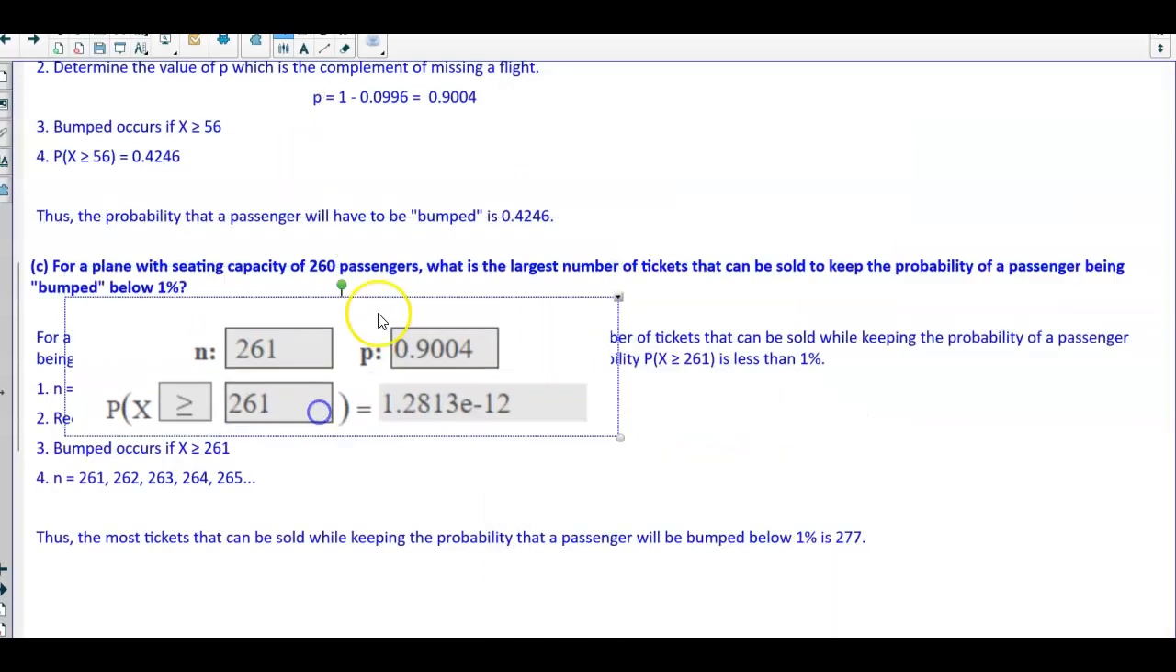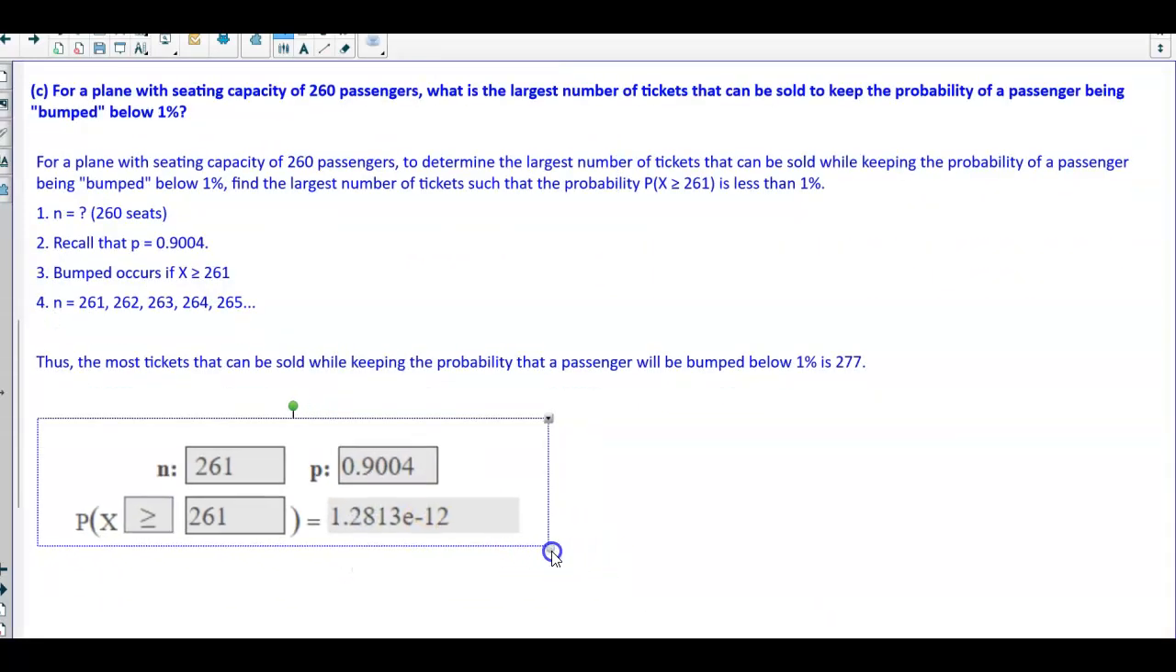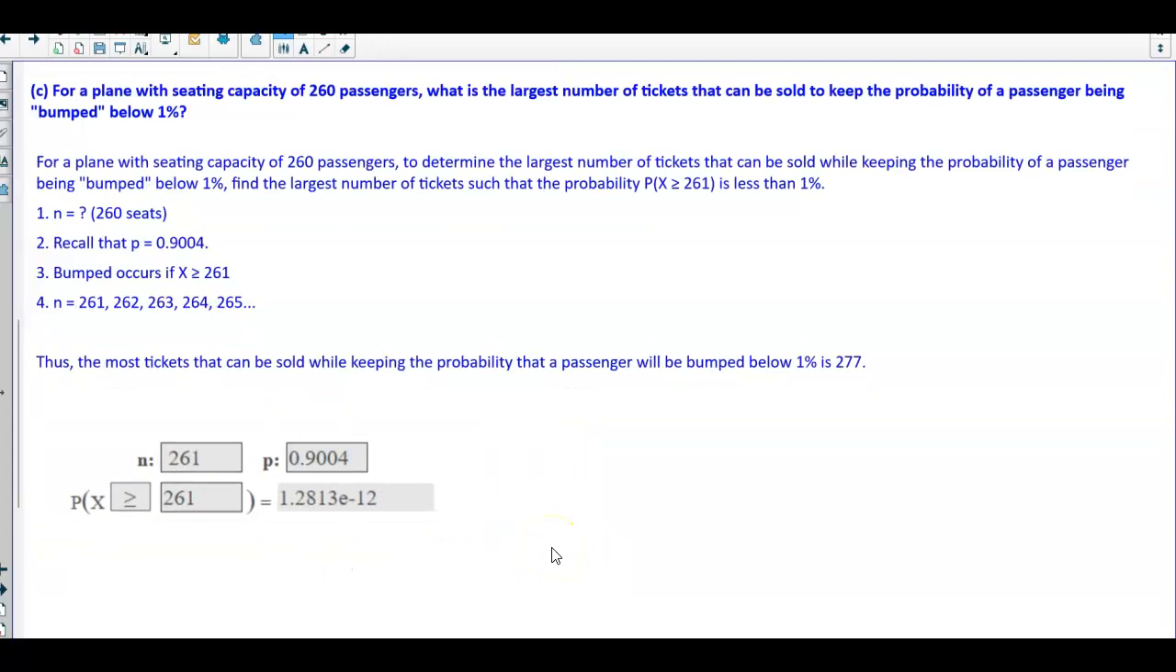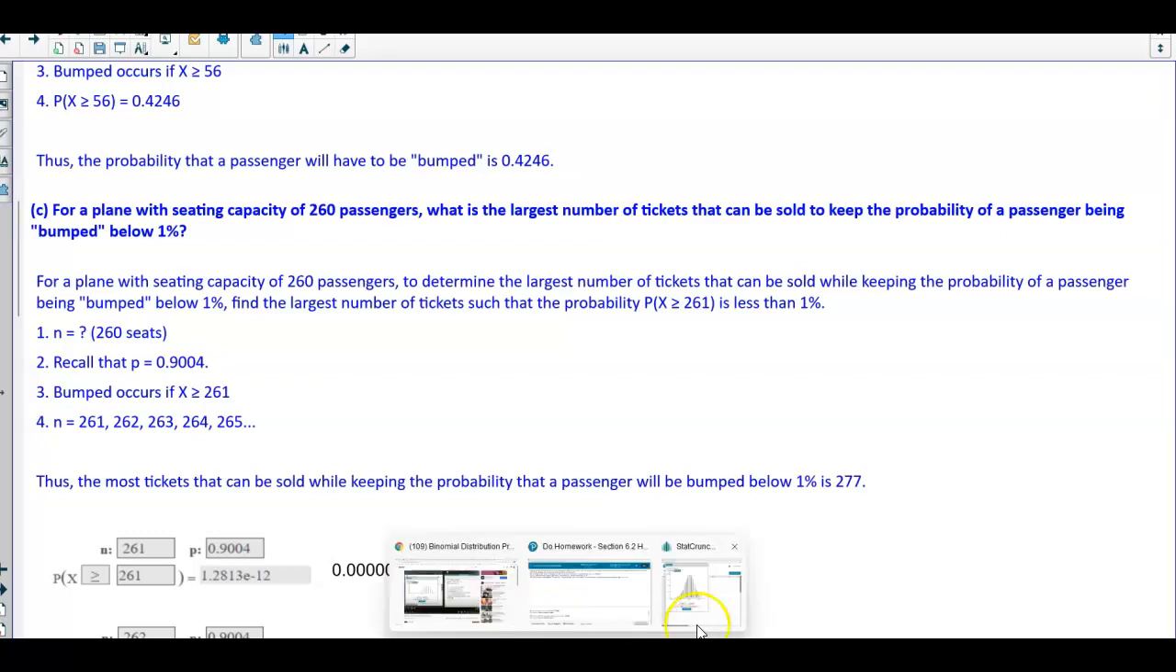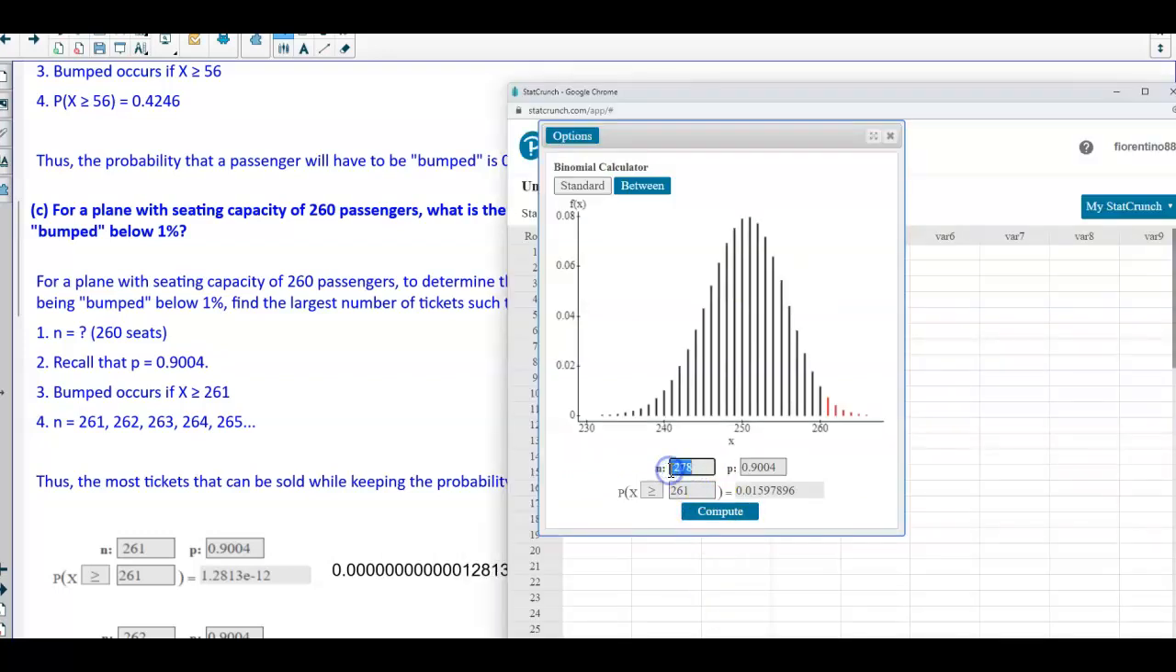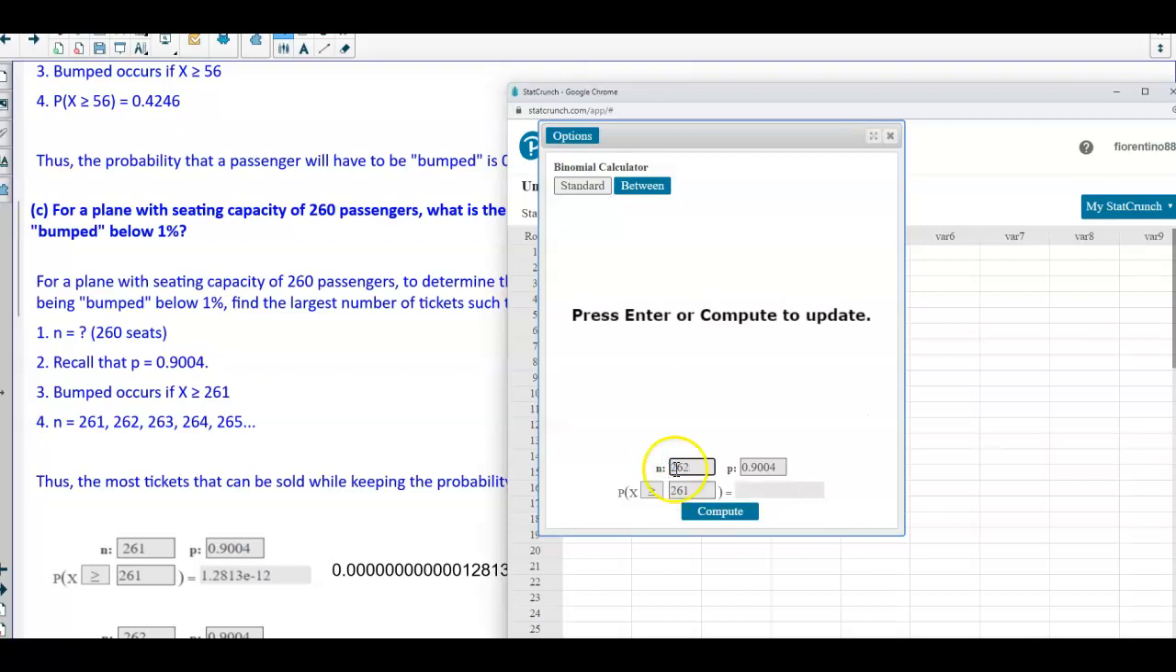If we take a look at this amount, we know the following. This is the same thing as 1.2813 times 10 to the negative 12. And this is the actual number when you move that decimal place 12 times. We want to make sure that it is below 1%. Well, if you look at this number, it is less than 0.01. Now we're going to move this up to 262.